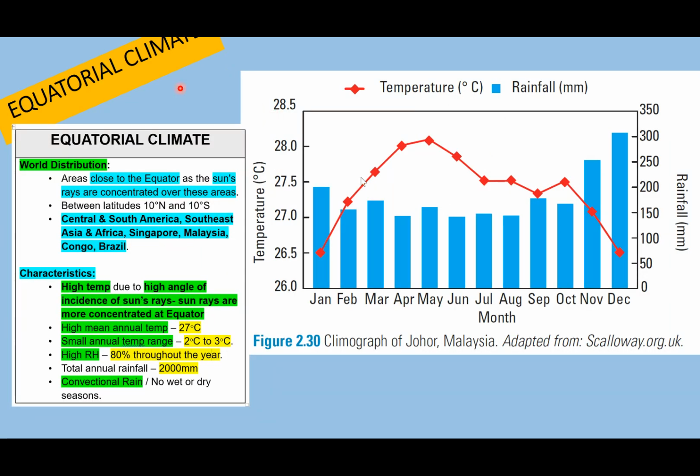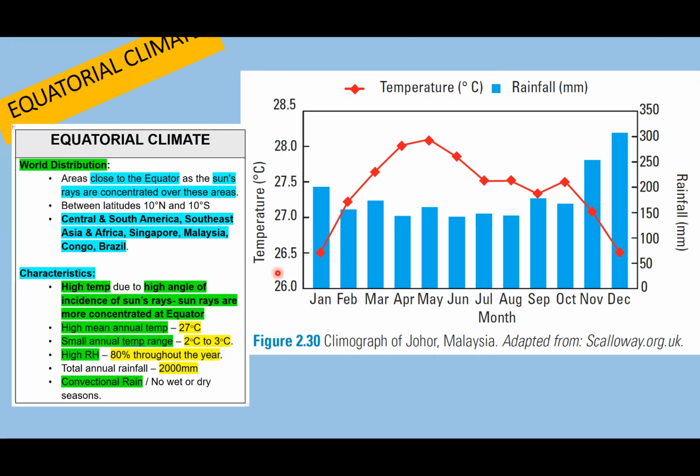Let's go to the three types of climate. The first is the equatorial climate. Let's look at this climograph. Now, this is your rainfall and this is your temperature. Where is the distribution of the equatorial climate? Areas close to the equator, because the sun's rays are concentrated over these areas between latitude of 10 degrees north and south. For example, Central and South America, Southeast Asia and Africa, Singapore, Malaysia, Congo, and Brazil.